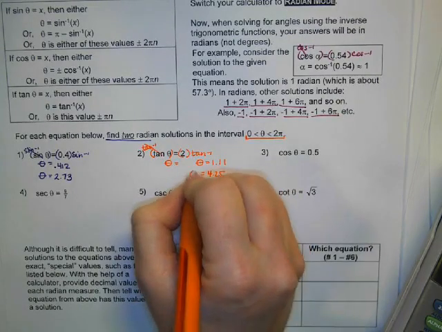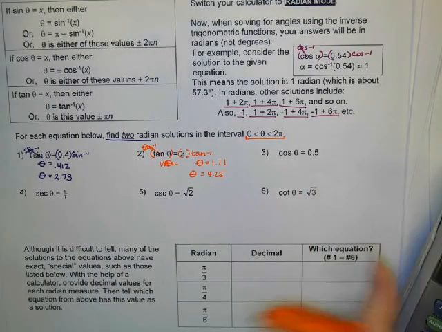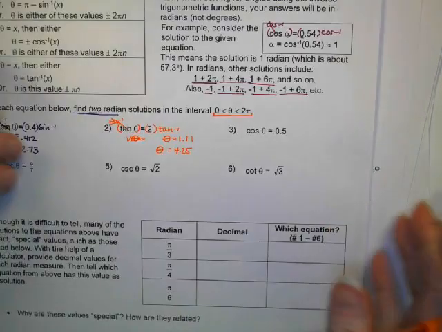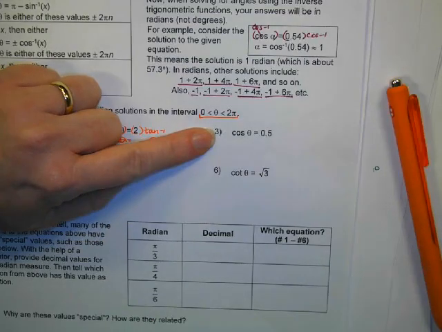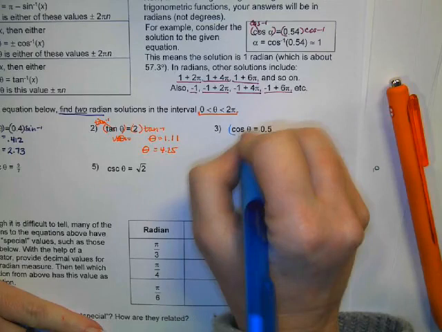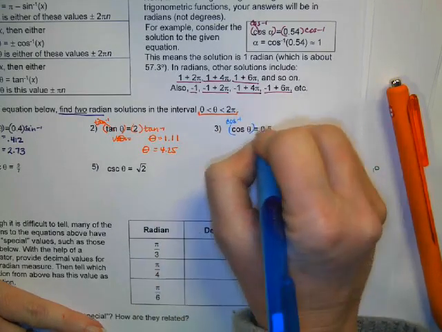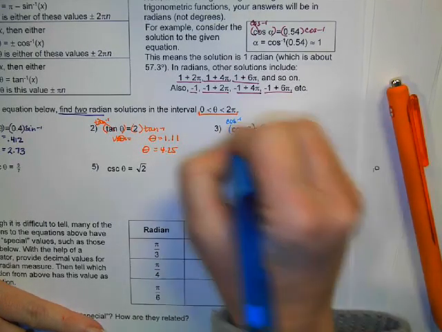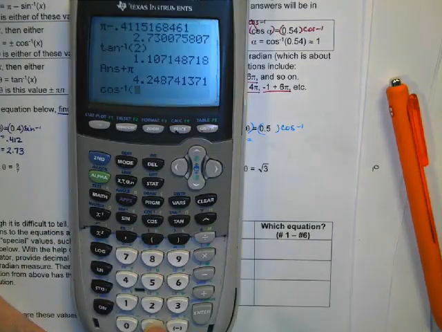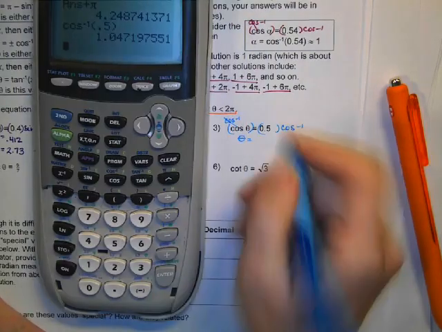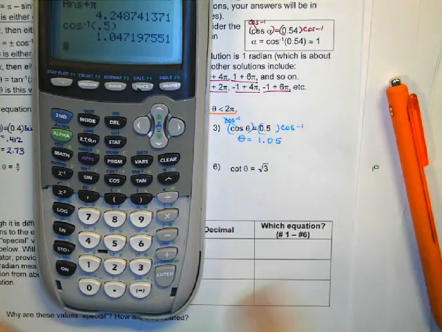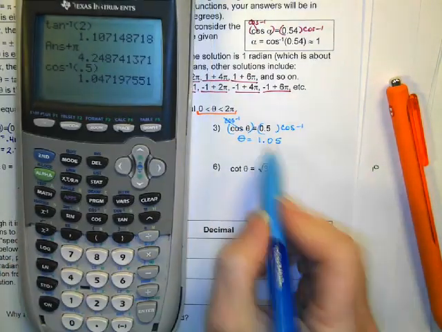Isn't secant cosine? Yeah. So cosine of theta, I need to get theta by itself. Arc cosine or inverse cosine. So inverse cosine of 0.5. So this is my last day of school. What? I'm just kidding. All right, so I get 1.05.